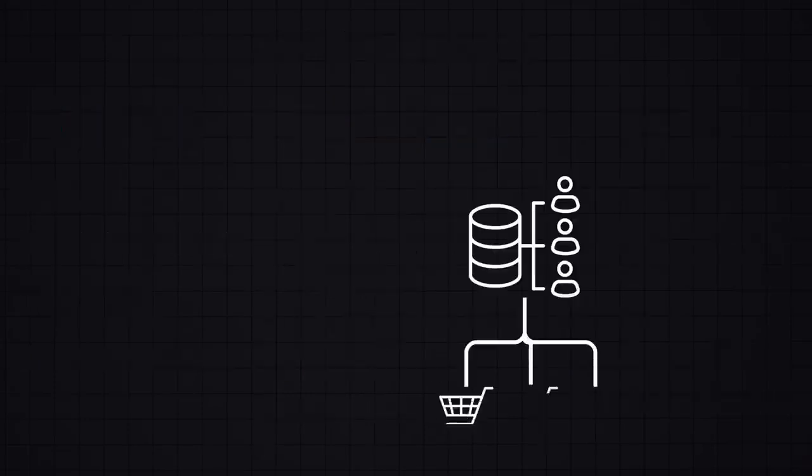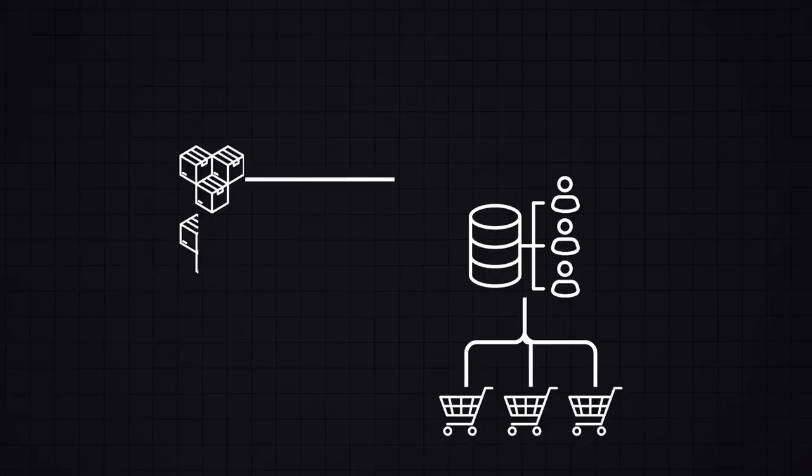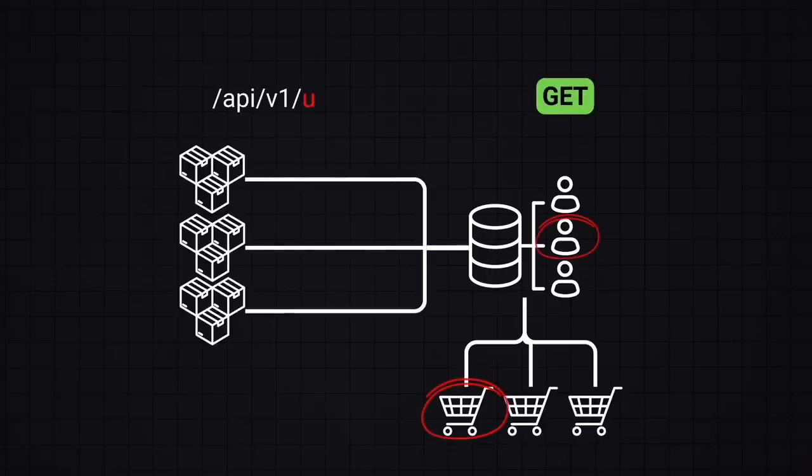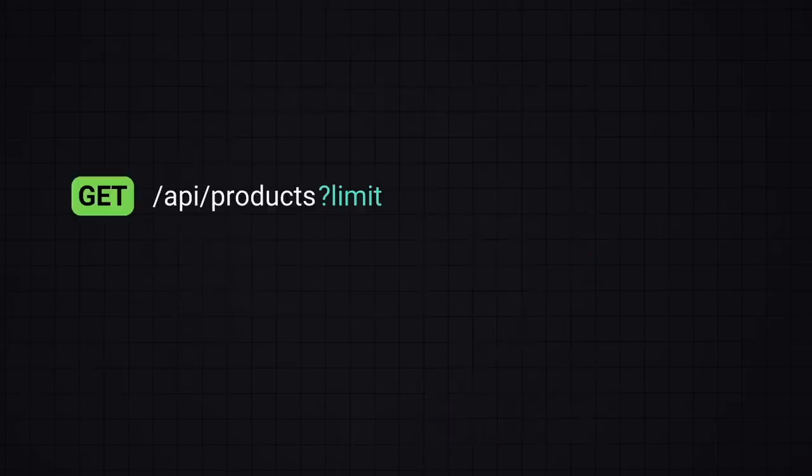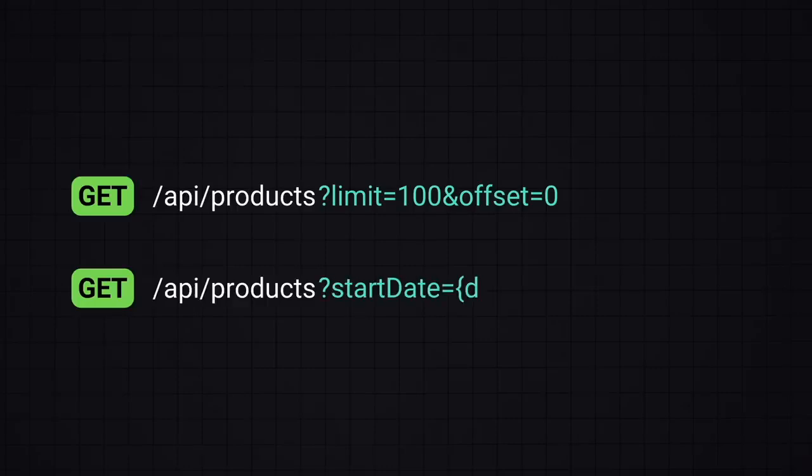In an e-commerce setting, you might have relationships like user to orders or orders to products, and you need to design endpoints to reflect these relationships. For example, to fetch the orders for a specific user, you need to query to get /users/{user ID}/orders. Common queries also include limit and offset for pagination, or start and end date for filtering products within a certain date range. This allows users or the client to retrieve specific sets of data without overwhelming the system.